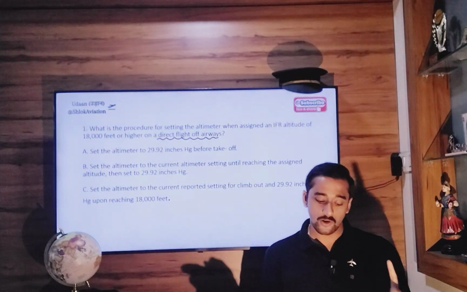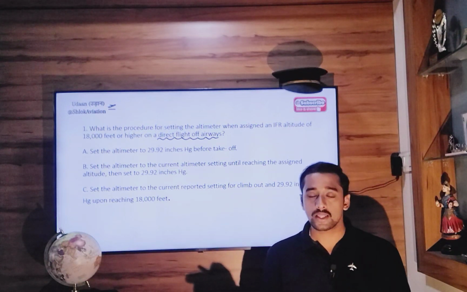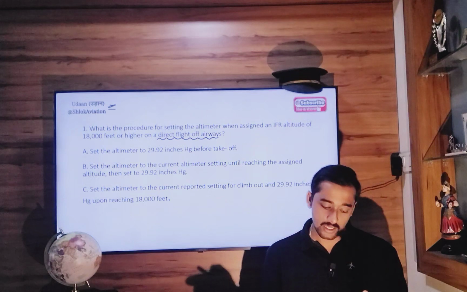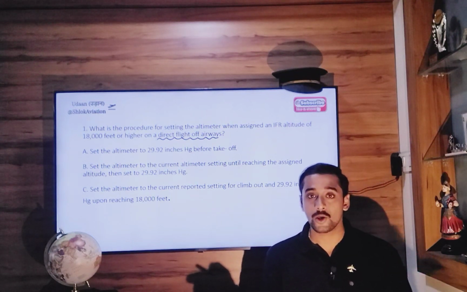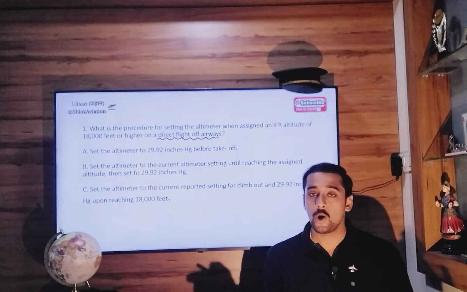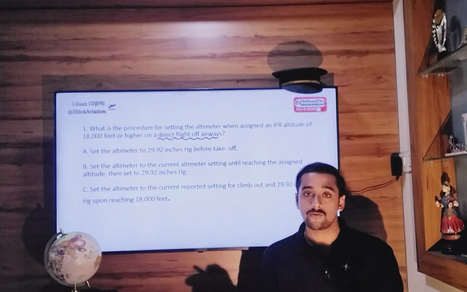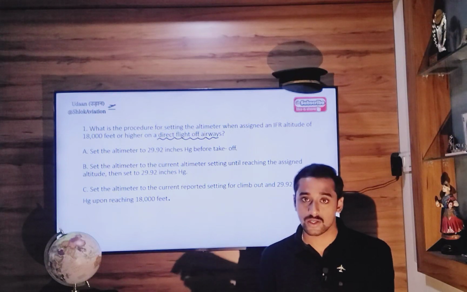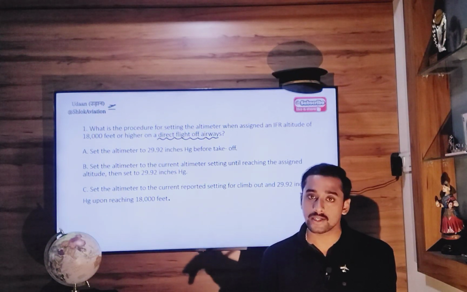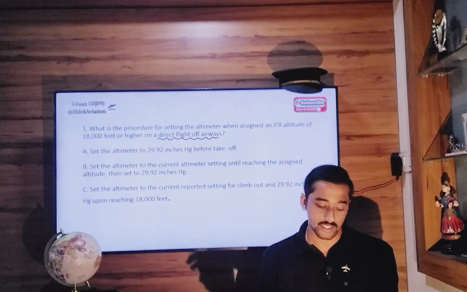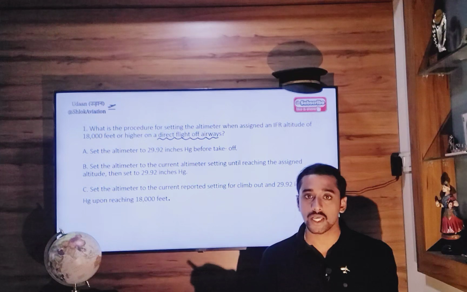Now, what is the procedure for setting the altimeter when you have been given an IFR altitude, let's say 19,000 feet or 20,000 feet, above 18,000 feet? How will you set your altimeter? What will you set in your altimeter setting window? Now we all know that starting from 18,000 feet, class A airspace begins in USA, and in many countries also depending on local regulations. But 18,000 feet and above you will find class A airspace.